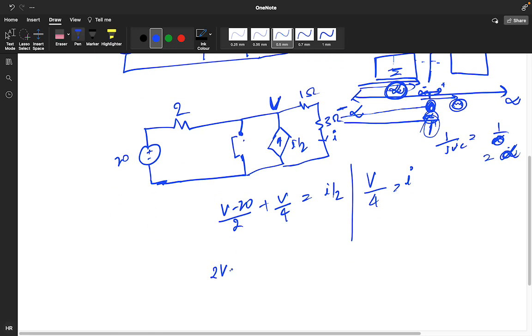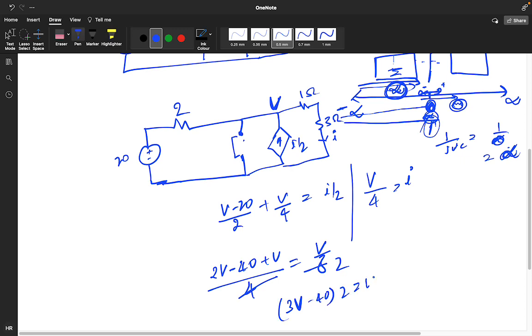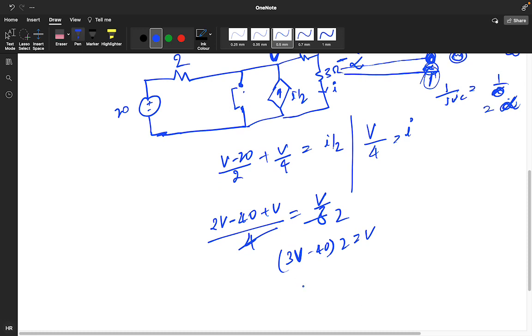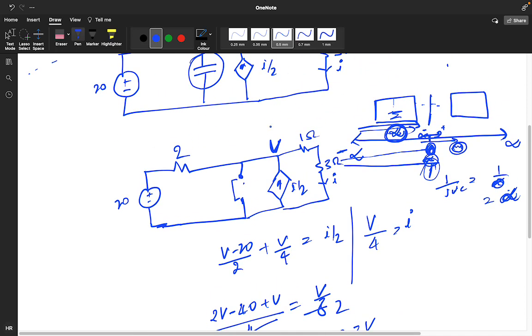So if you will solve this, 2v minus 40 plus v divided by 4 is equals to v by 8. You will put the value, so you will get 3v minus 40 into 2 is equals to v. So 6v minus v is equals to 80. So v value is coming how much? 80 by 5. 80 by 5 will be 16, I think. 16 volt. So this is your 16 volt. This particular is your 16 volt.